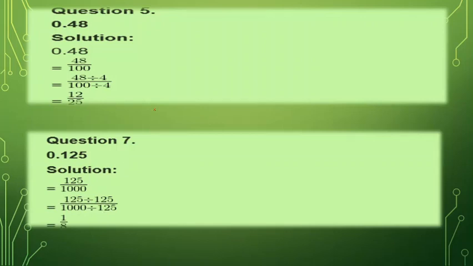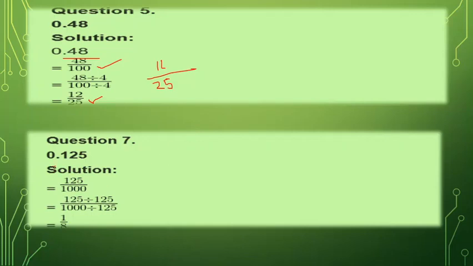Next, 0.48. In this question also there are two decimal places. So we have to write it in the form of a fraction, 48 upon 100, and then convert it into simplest form. What do we get when we convert into simplest form? 12 upon 25. And you have to cut by our method.